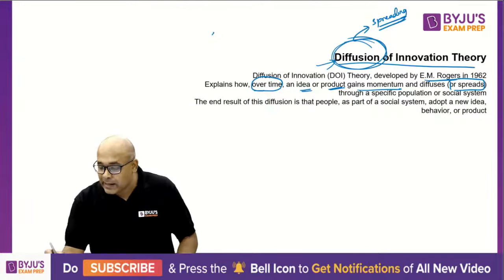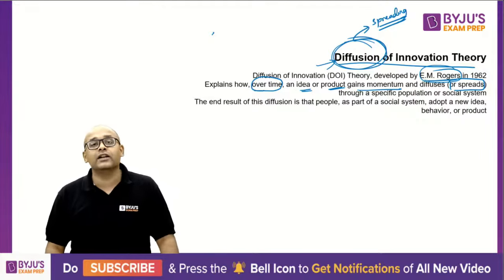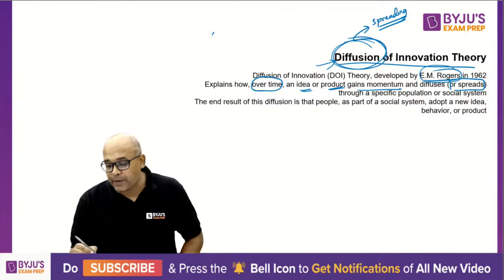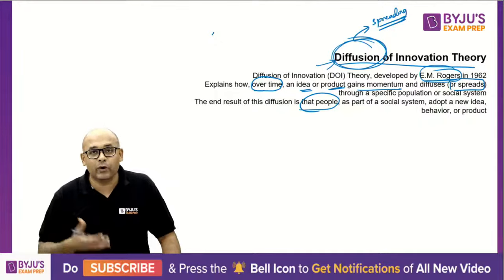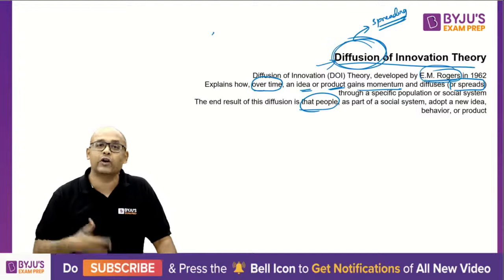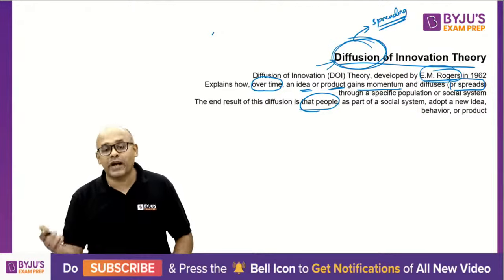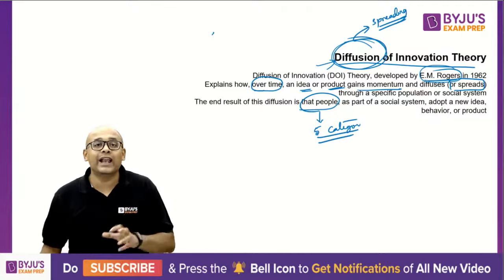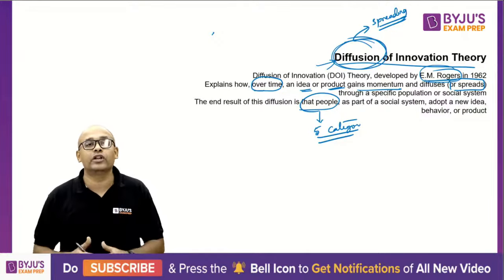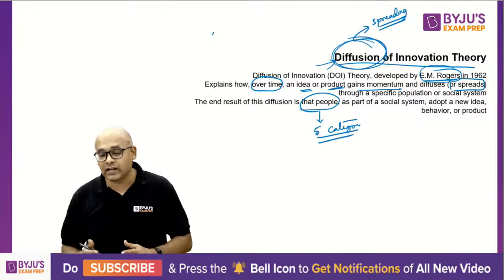So what this person came up with, Mr. Rogers, way back in 1962, is that this diffusion happens because of the people. Obviously, at the end of the day, the diffusion happens because of the people, right? People only talk about it, they accept it or they reject it. But he classified that when this is spreading, it spreads because of the people, and there are 5 categories of people who will help in the diffusion of technology or innovation. Okay, so let's take a look at what these 5 categories of people are that he spoke about.